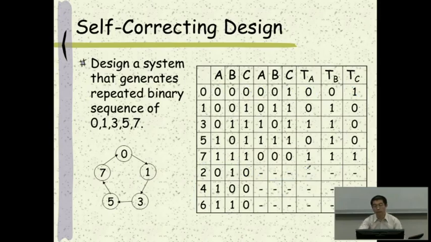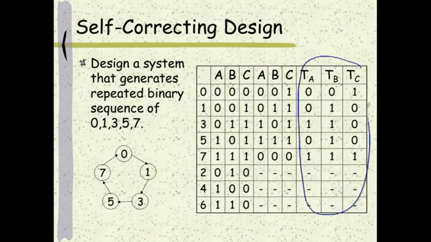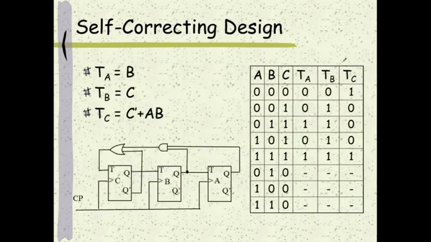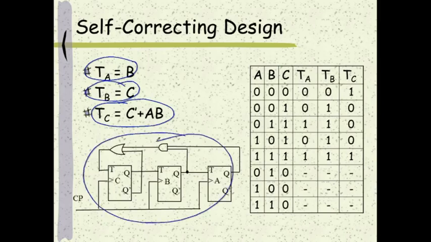So now when we have all these don't cares, it will help us to simplify the Boolean function for these flip-flop input functions. In this particular case, we find out TA equals B, TB equals C, and TC equals C prime plus AB. And we can draw the logical diagram in this way.